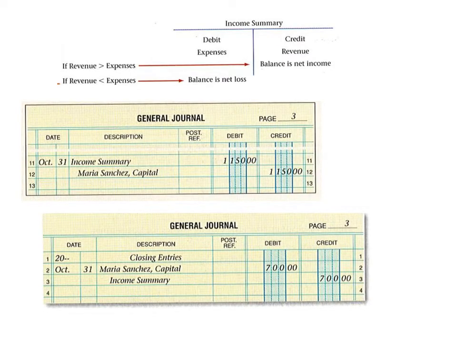Now our next step is to transfer the income summary to the capital. And remember, here we have two options. If the revenue is greater than expenses, we have a net income. If the revenue is less than expenses, we have a balance in the debit side, which is a net loss. So based on those two options, we're going to have two choices here. We're going to debit income summary and credit capital, as you see in the first example, or we will debit capital and credit the income summary account. Remember, debit always comes first in our journal entries, and then credit.